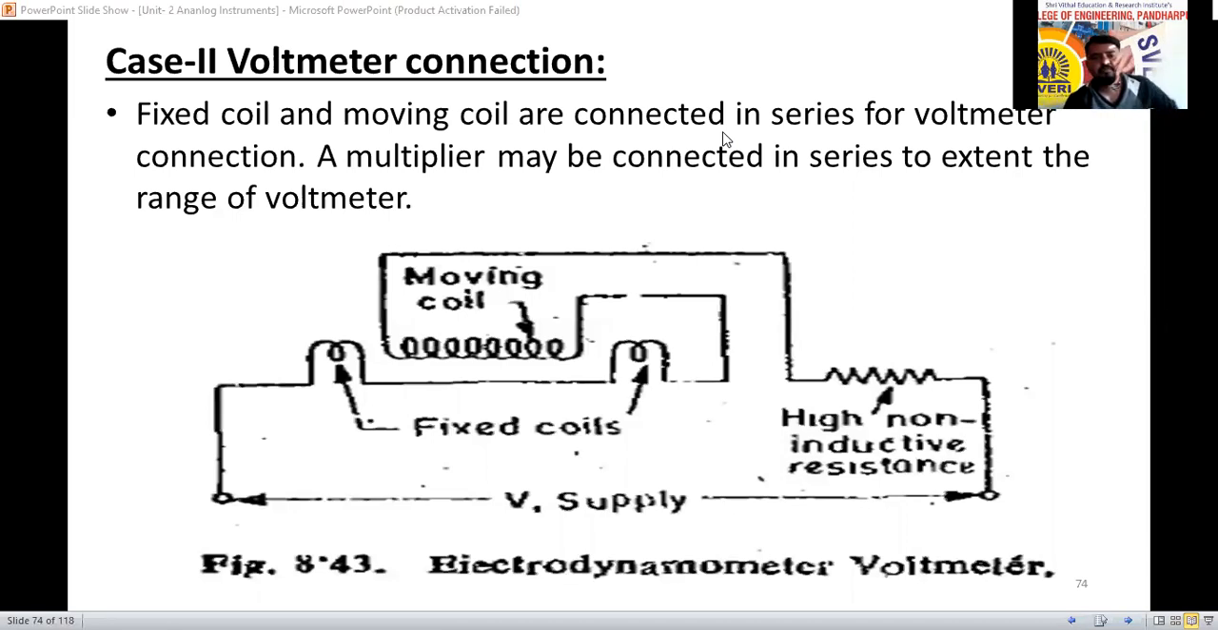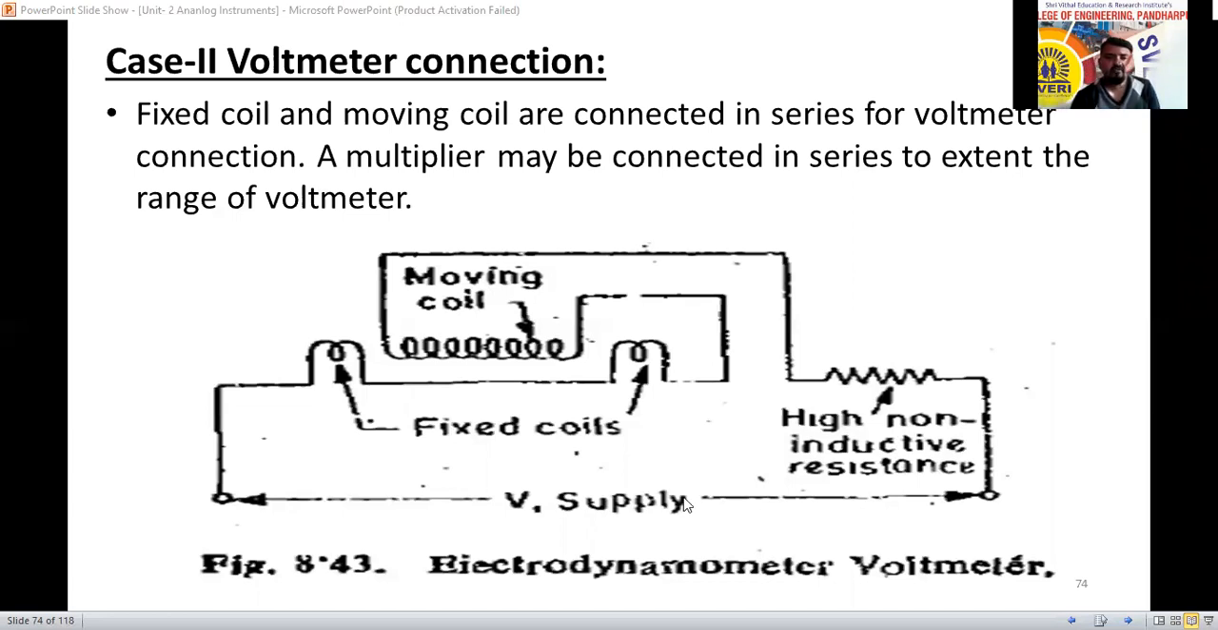Okay, so see here, we have taken half of the fixed coil here, with the line continuing. Another half of the fixed coil we have taken here. Next, the moving coil is placed in between the two half fixed coils, and the same connection continues to the high non-inductive resistance, the multiplier, which we use to increase the range of this voltmeter, and that is connected to the load and to the negative supply here.